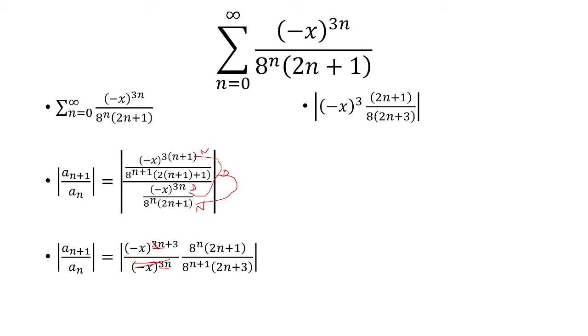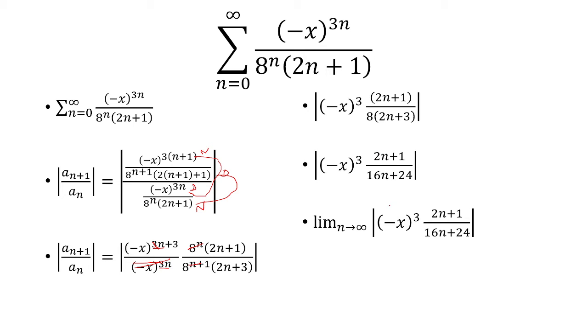In the next one, we have 8 to the n over 8 to the n plus 1. The n's going to cancel. I'm just left with 8. And then I'm just going to leave 2n plus 1 over 2n plus 3. And now I'll just distribute the 8 to get 16n plus 24 in the denominator. And so now I want to take the limit as n approaches infinity.